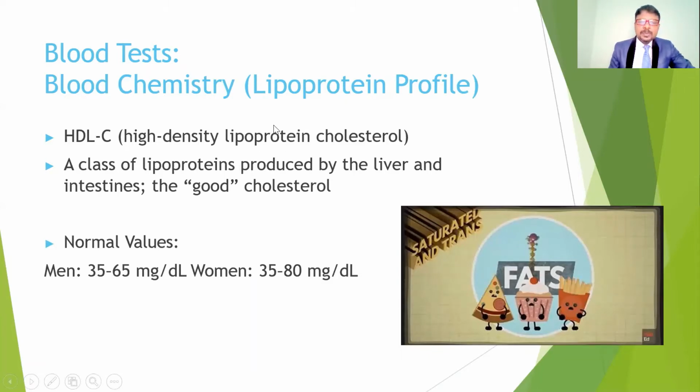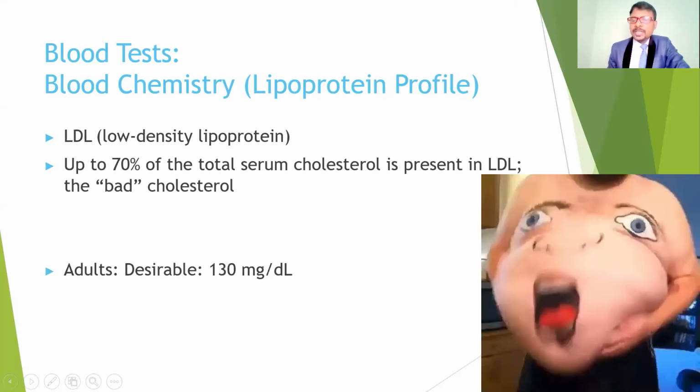High density lipoprotein cholesterol is a class of lipoproteins produced by the liver and also the intestine. This is nothing but the good cholesterol. Normally it should be 35 to 65 milligrams per deciliter in men, and 35 to 80 milligrams per deciliter for women. At a minimum, everybody should have 60 milligrams per deciliter as normal. If you want to reduce your heart attacks, we try to increase the HDL levels, but we have to reduce the low density lipoproteins.